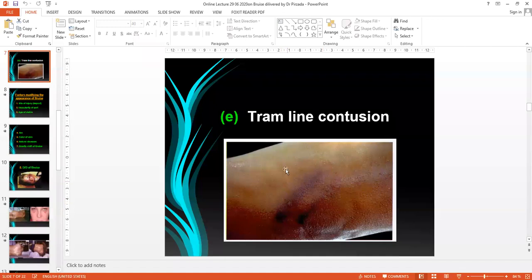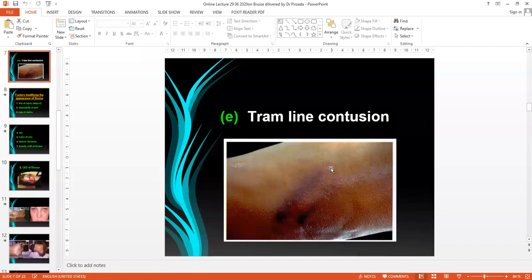Tram track contusion, railroad contusion, or tram line contusion are one and the same thing, because here there are two parallel lines running across the skin in the area. You see the discolored area. These are the multiple lines produced by a linear object like a stick, a whip, or an iron rod. They produce two lines which look like a railroad type. We call it the tram line.